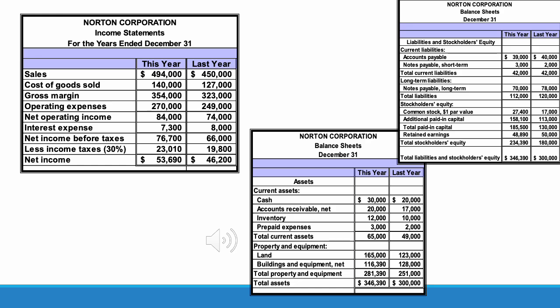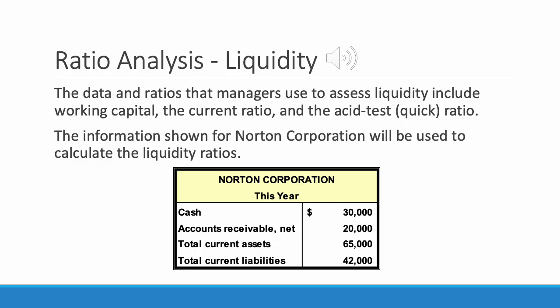When we start doing ratio analysis, each ratio gives us different insights about the company. Some ratios tell us about profitability, some tell us about how efficiently the company uses its assets, and others tell us about liquidity or financial strength. We're going to start with liquidity. Liquidity ratios include working capital, the current ratio, and the acid test or quick ratio. Liquidity tells us about a company's cash flow situation and its ability to pay its debts quickly. In other words, it answers the question, how liquid is the company? How easily can it turn assets into cash to cover short-term obligations?